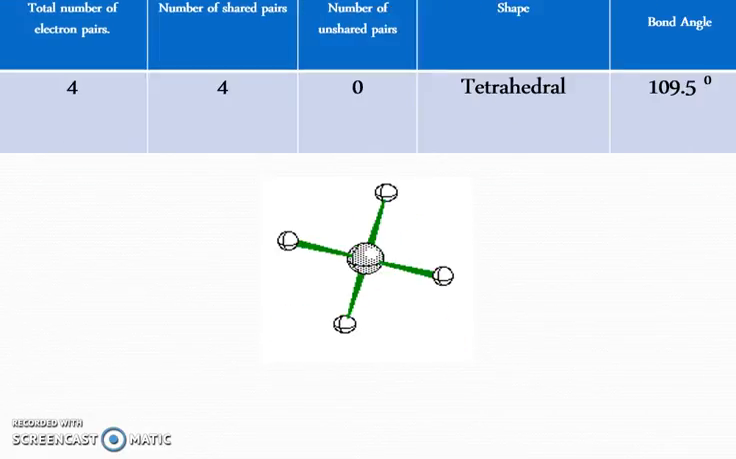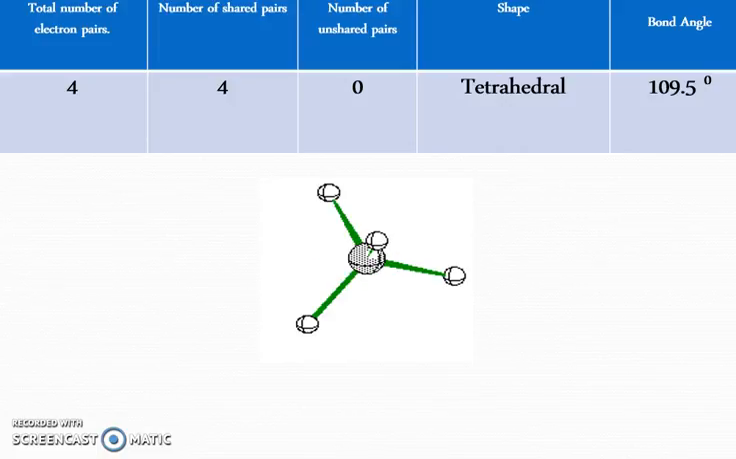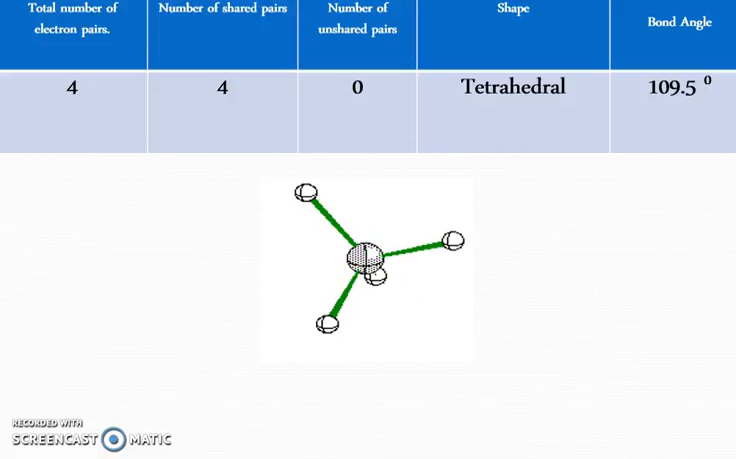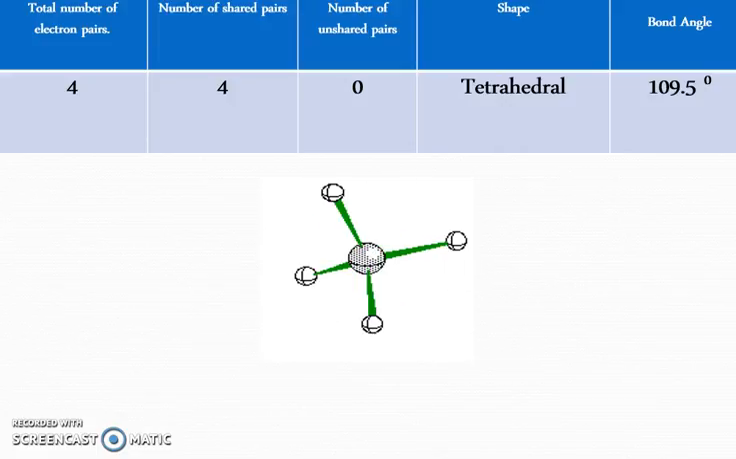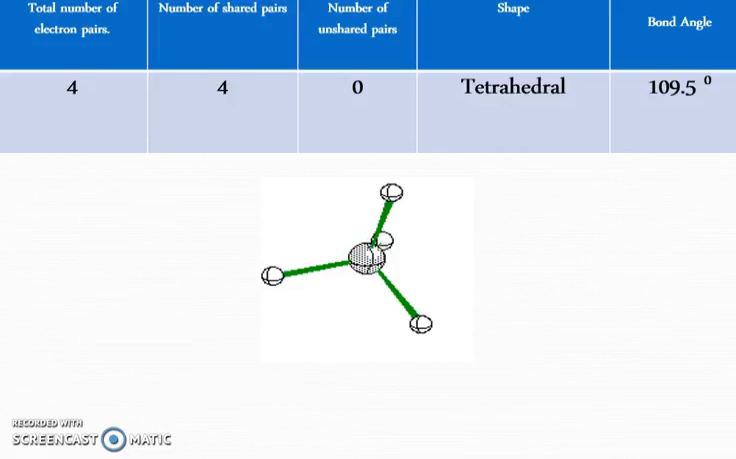Now, if we have 4 shared pairs, 0 unshared pairs, this becomes tetrahedral and more 3D shaped, where we have 1 on top and 3 on the bottom as a base. And the bond angles become 109.5 degrees.